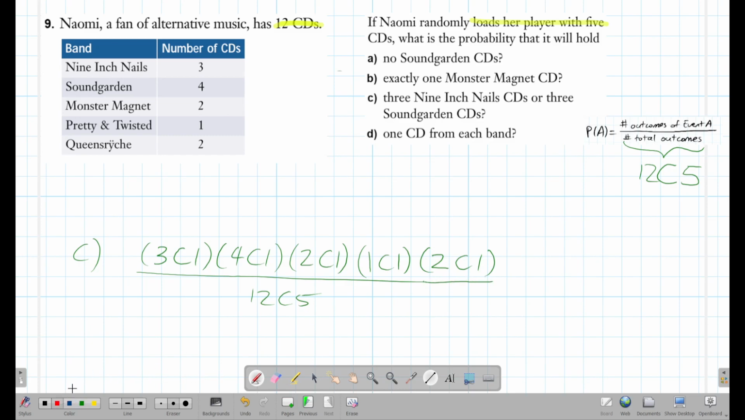So let me just label these. This is Nine Inch Nails. This here is Soundgarden. This here is Monster Magnet. This is Pretty and Twisted. And then finally, this is Queen Shrike. All right, so if you enter that into your calculator, you are going to get 2 over 33. And that's how you do D.